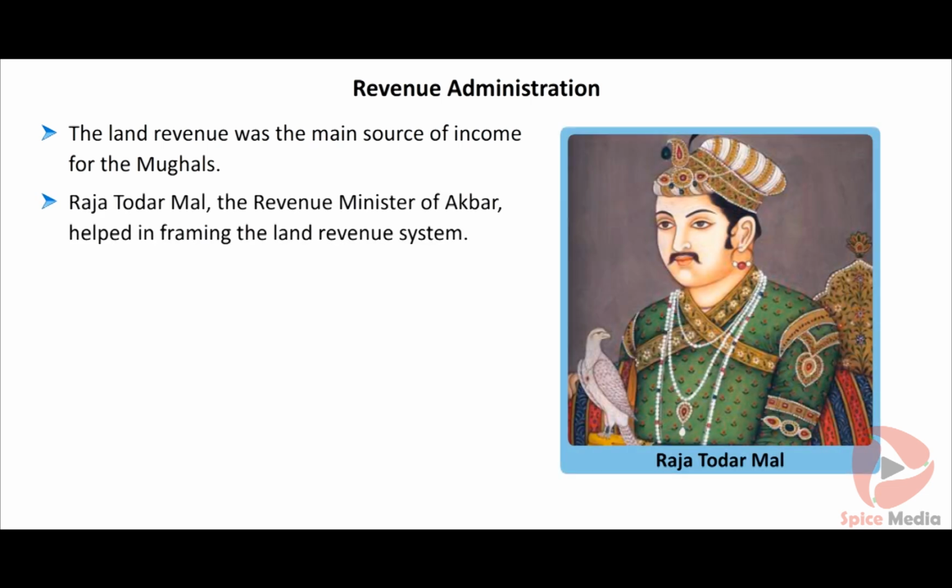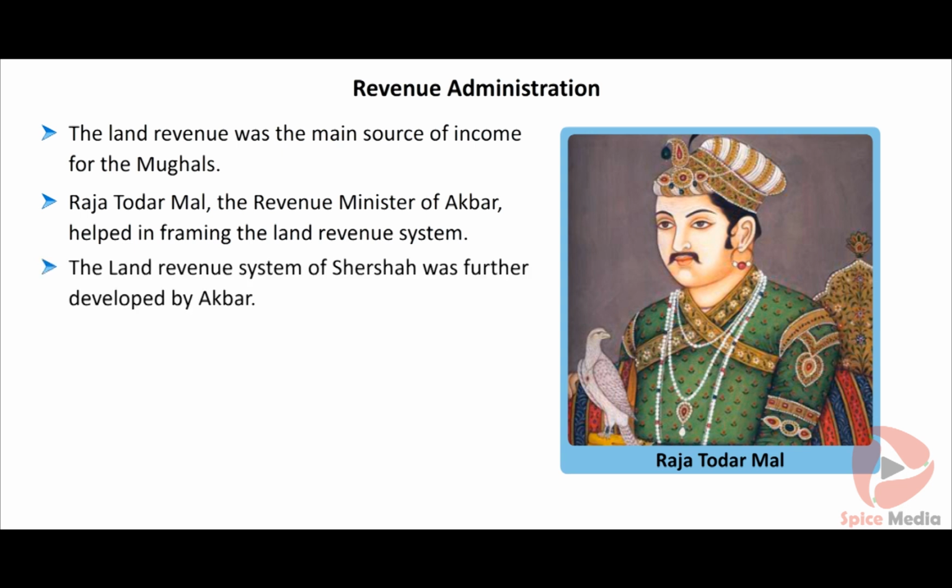Revenue administration. The land revenue was the main source of income for the Mughals. Raja Todarmal, who worked under Sher Shah, was the finance minister of Akbar. He helped Akbar in framing the land revenue system. The land revenue system of Sher Shah was further developed by Akbar, and hence Sher Shah is known as the forerunner of Akbar. The Zapti system was introduced by Akbar.